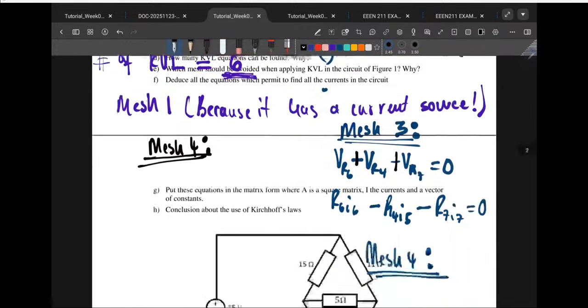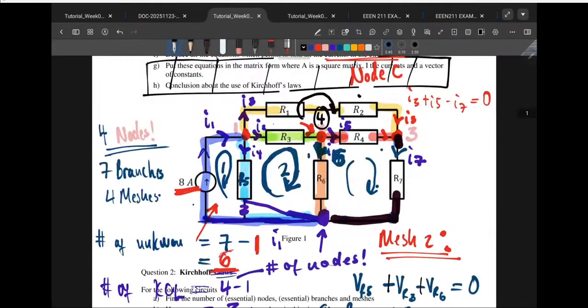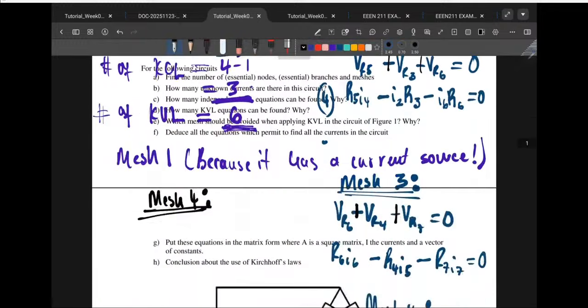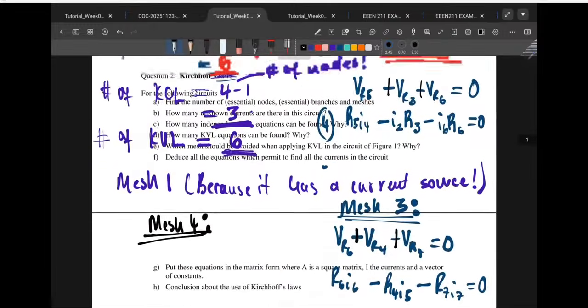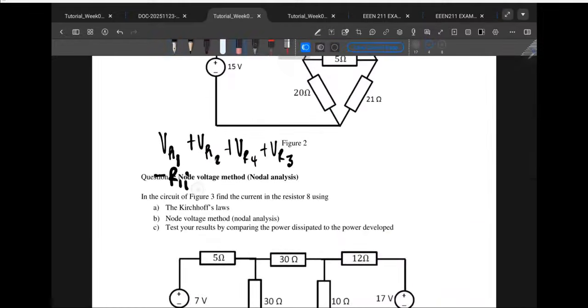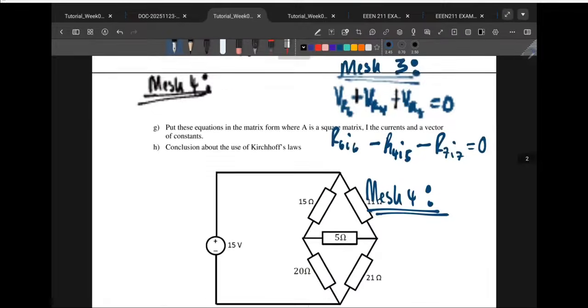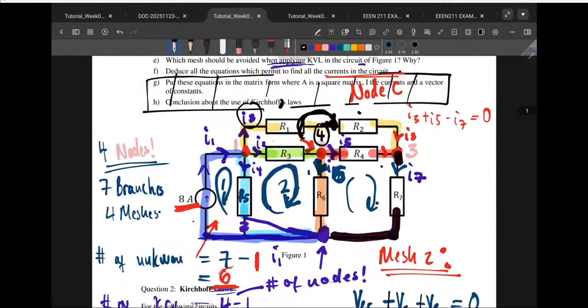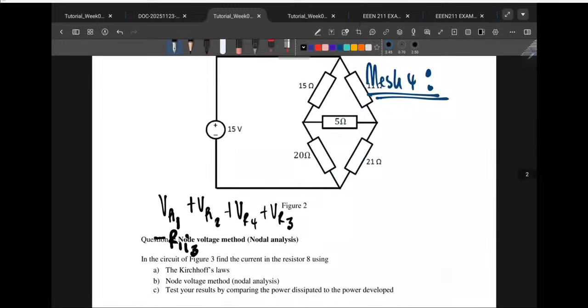So what is my VR1? It is going to be I3 multiplying R1. Where's the direction for I3? It is the same as the mesh. The mesh is going this way, and it is also going that way, up then right. So it's going to be negative: negative R1 I3. Then VR2 is again negative I3 R2, so minus R2 I3.